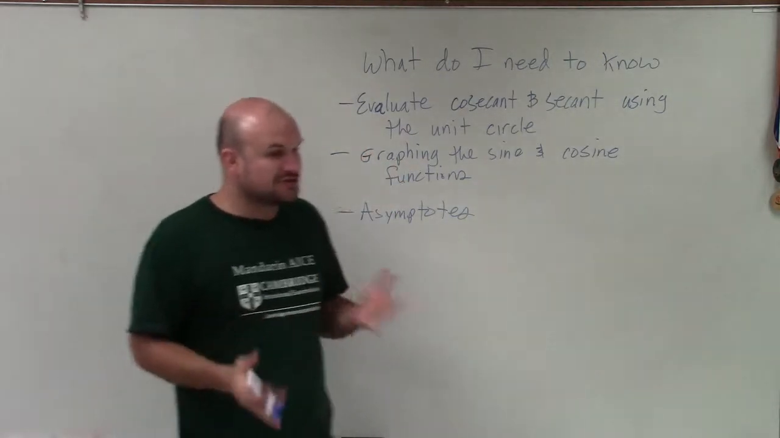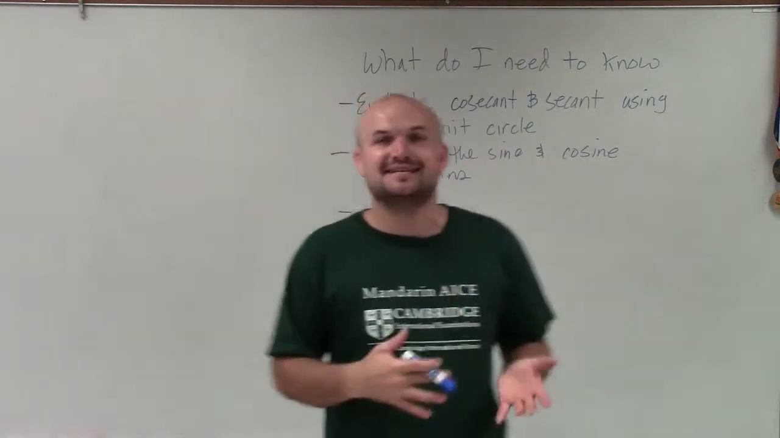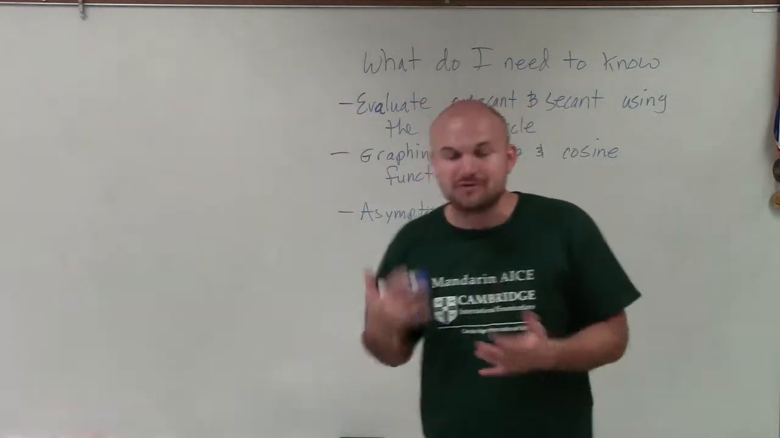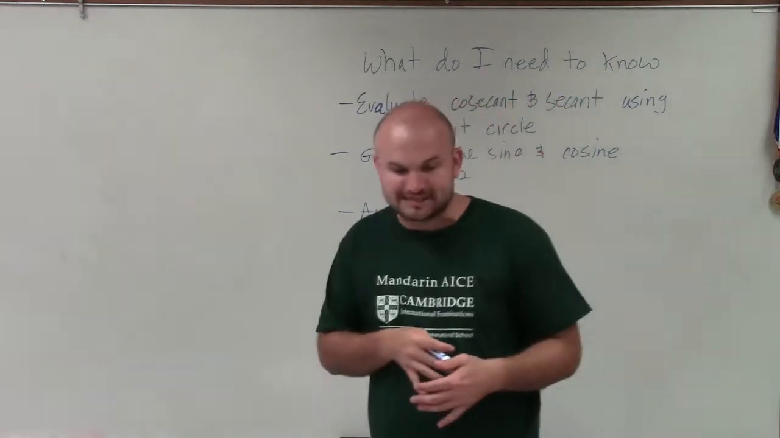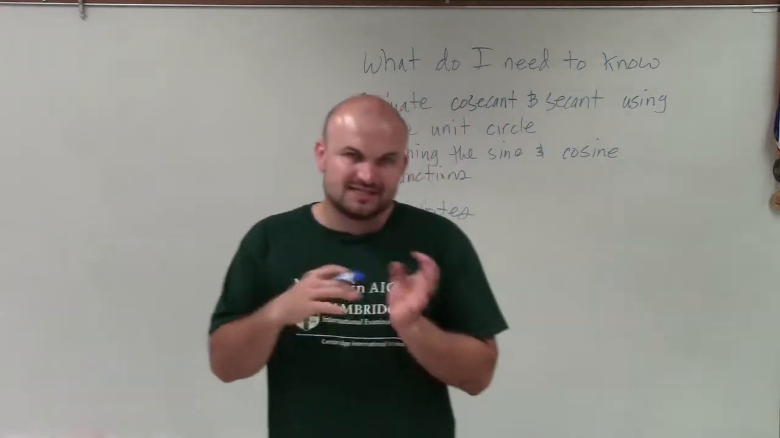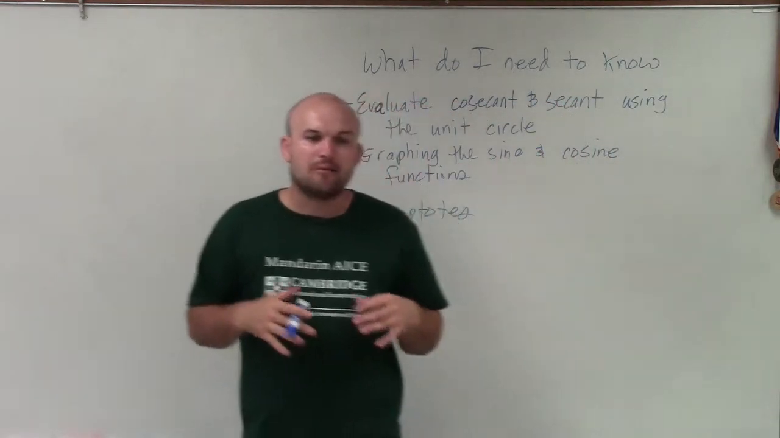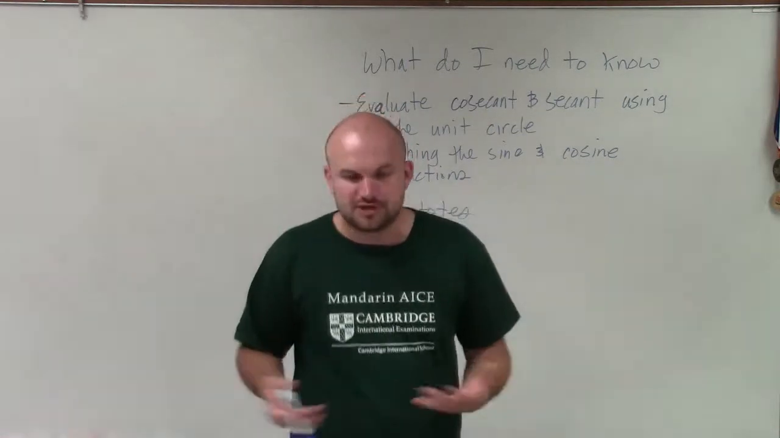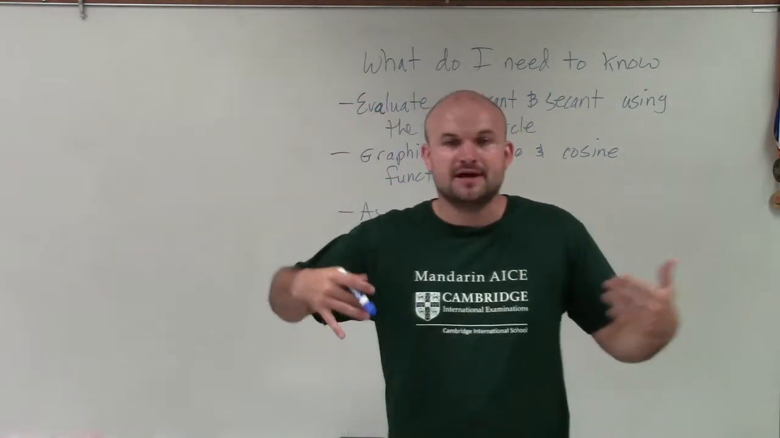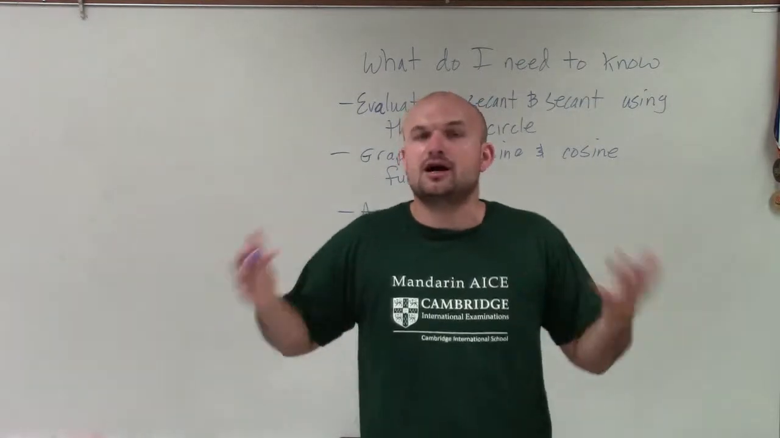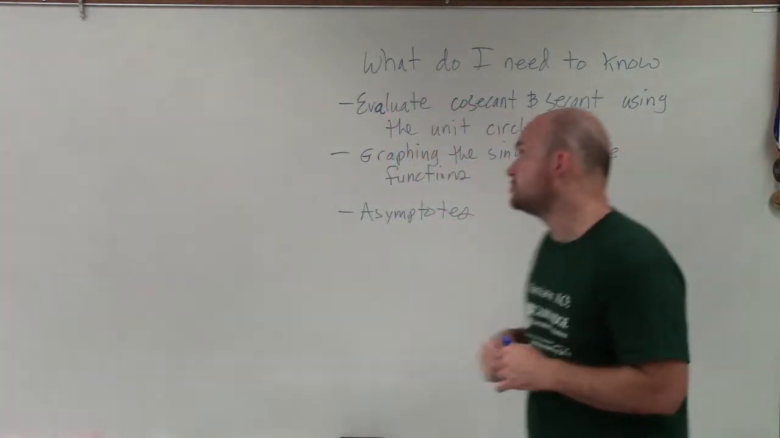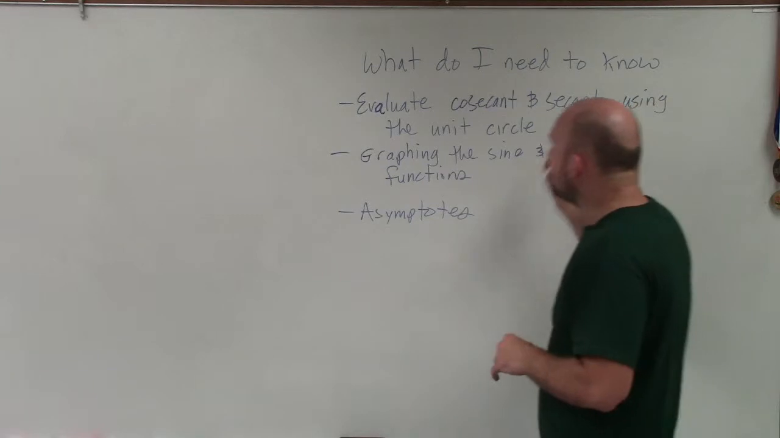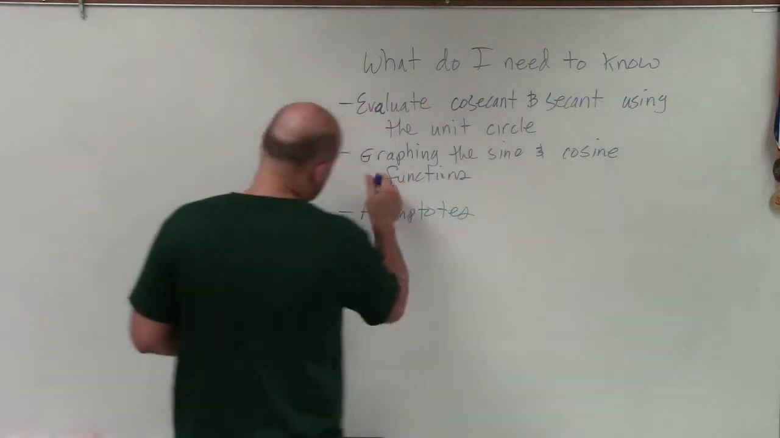The first thing is understanding what exactly cosecant and secant represent, and how we evaluate them using the unit circle. When I teach the parent graph, I use the unit circle to create a table. So it's very helpful to understand, one, what the two functions are, and then how to evaluate them both using the unit circle. The next is, actually, I'm going to skip ahead and go to asymptotes.